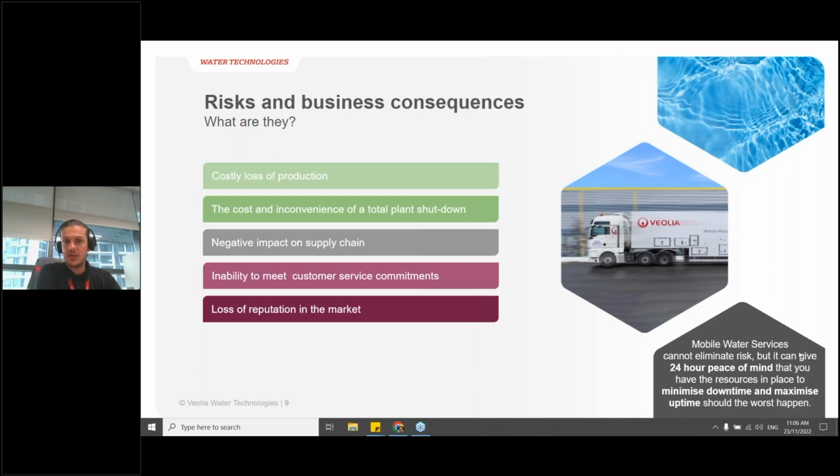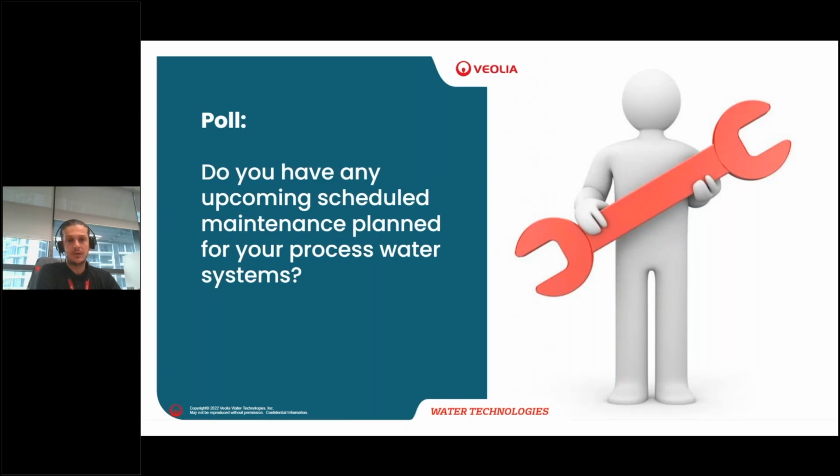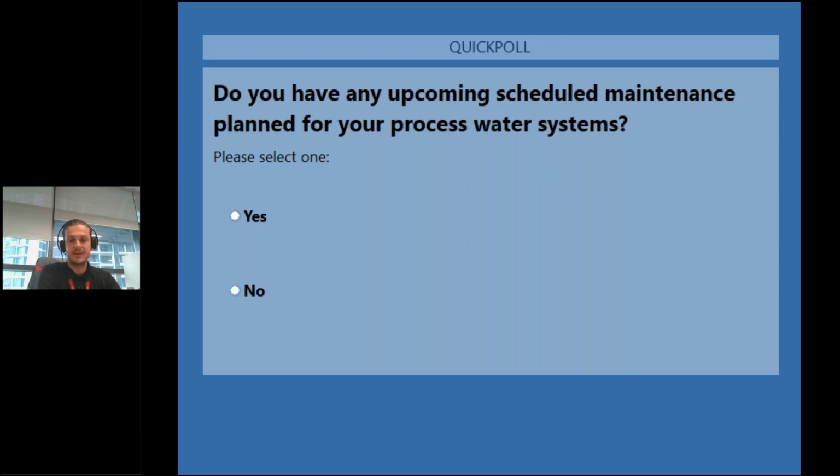So we have a little poll to make you participate right now. Do you have any upcoming scheduled maintenance plan for your process water system, for example, for your DI plant, your resin demineralization plant, your RO plant, softening plant? Maybe we can go through the poll, Anthony, and just after that, I will leave the results to my colleague in Australia, Damon Good.